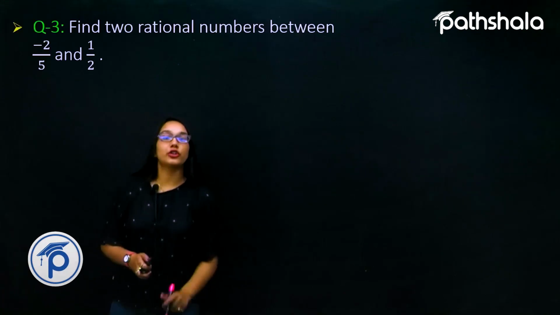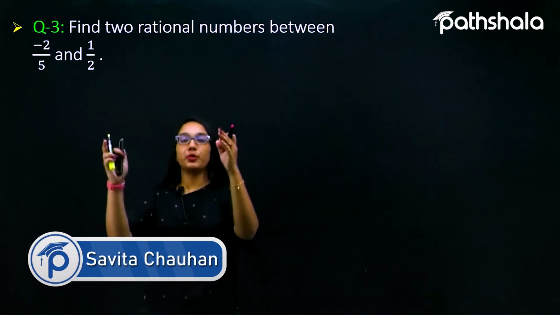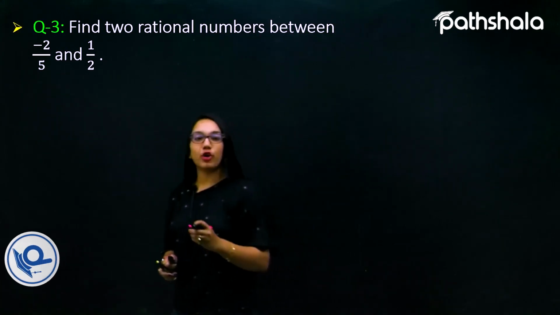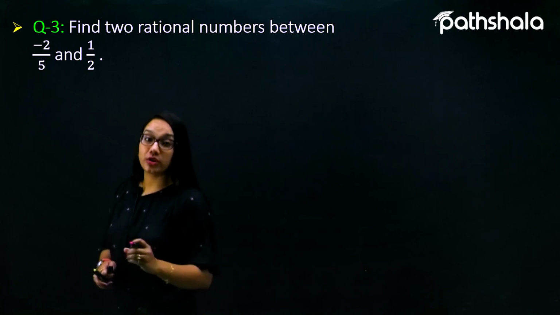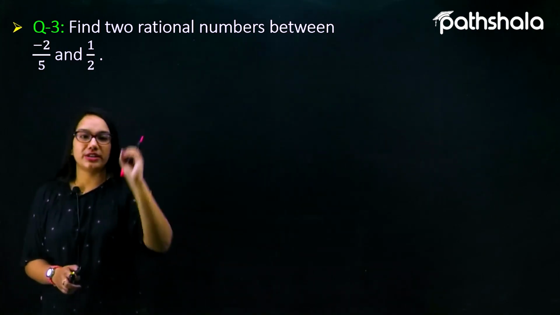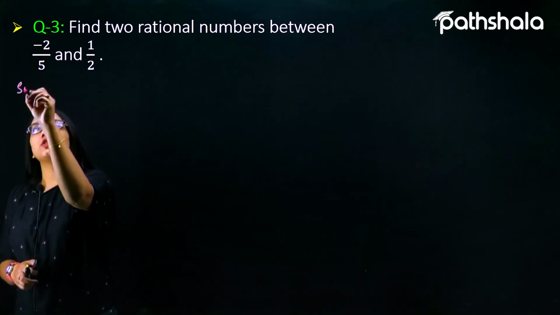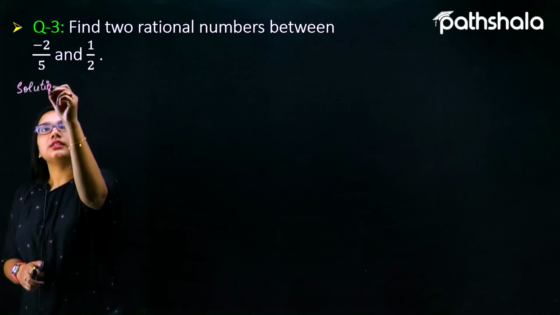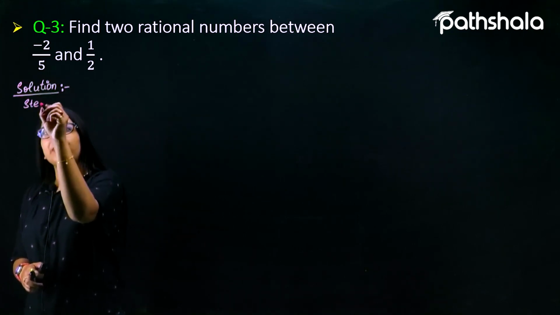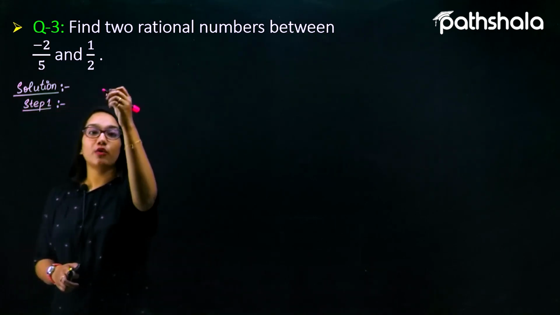Let's move on to question number 3, which says: find two rational numbers between -2/5 and 1/2. Following the same concept as question number 2, first we have to make the denominators of these two rational numbers the same. Let's start the solution. Step number 1: make the denominator of both of them the same.